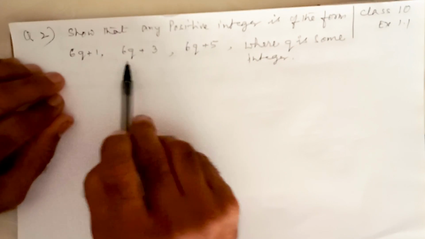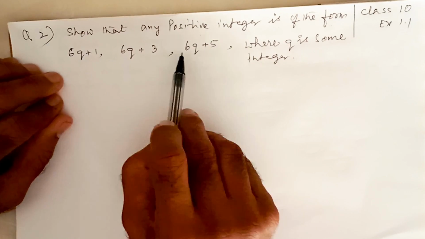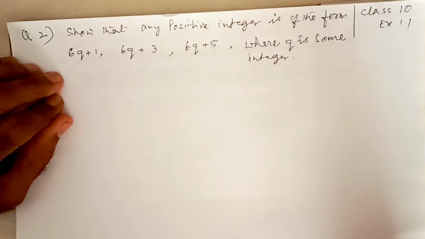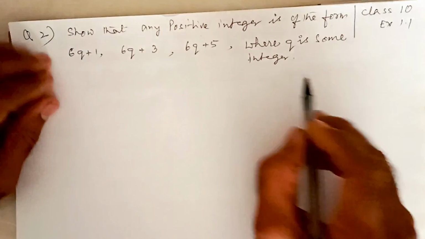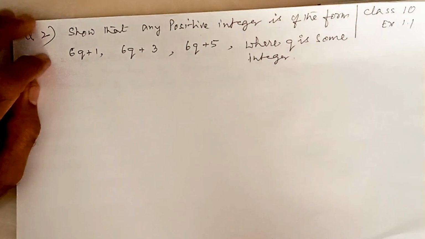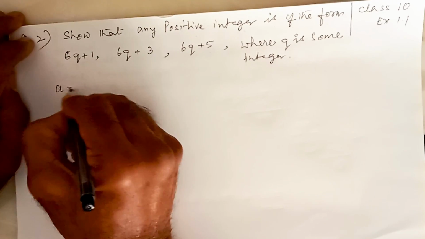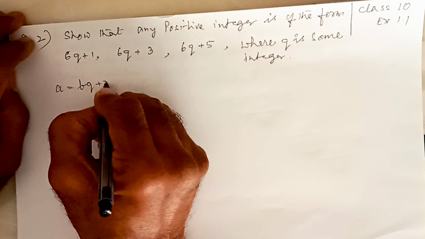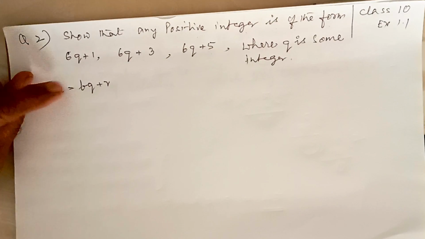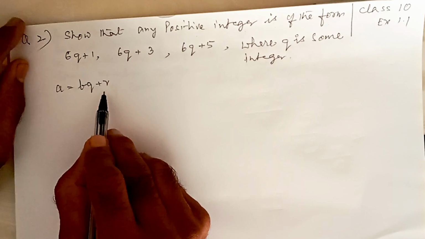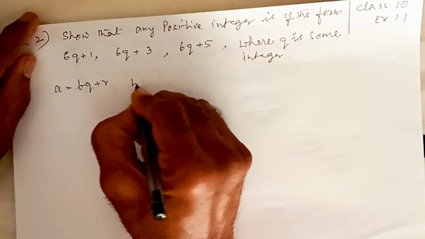Students, now you see question number 2 says this. Show that any positive integer is of the form 6q plus 1, 6q plus 3, 6q plus 5, where q is some integer. It can be any number. We start now. As you know, Euclid's division algorithm says a is equal to bq plus r. A is the dividend, b is the divisor, q is the quotient, and r is the remainder.